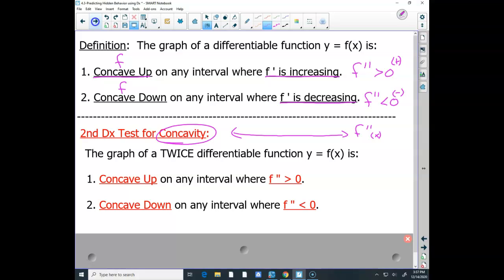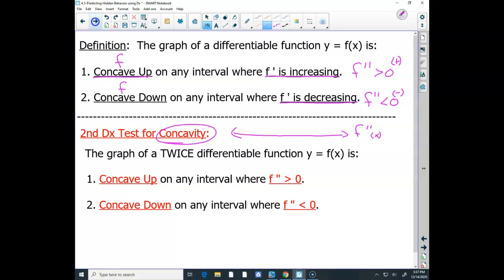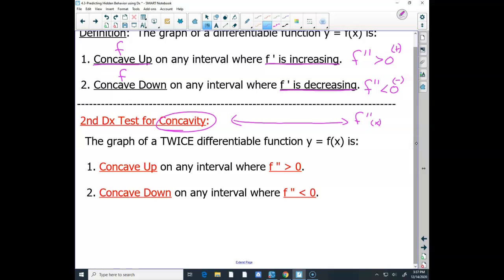A function is concave up on any interval where f double prime, the second derivative, is greater than 0. That meant the function from which it came was increasing. Concave down on any interval where f double prime is less than 0. That meant the function from which it came was decreasing. And we're going to be talking about increasing at a decreasing rate, decreasing at an increasing rate, and all that good stuff. So you might want to run through this, try to make a little bit of sense out of it, all right? And we're going to be checking things out.